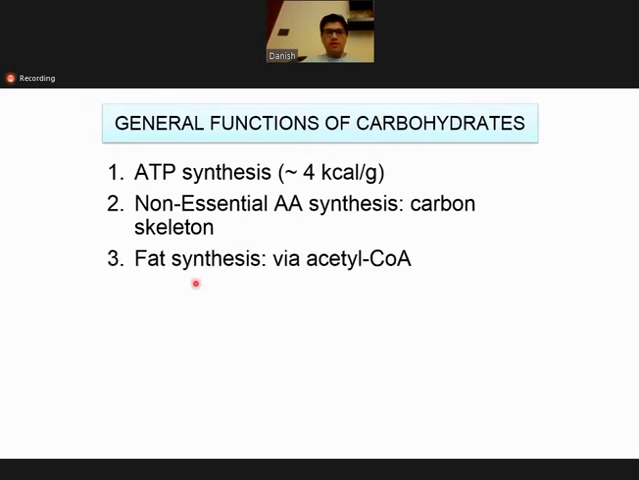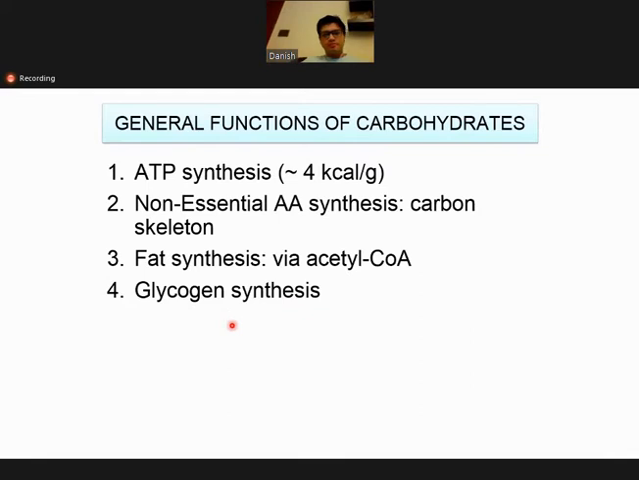Then we have fat. Carbohydrates can synthesize fat via acetyl CoA. If we eat an excess of energy, the excess acetyl CoA will be synthesized. The TCA cycle will be overwhelmed, and instead of going into the TCA cycle, the acetyl CoA will synthesize fatty acids. The acetyl CoA inside the mitochondria goes out into the cytoplasm through a citrate shuttle, and then it synthesizes fatty acids.